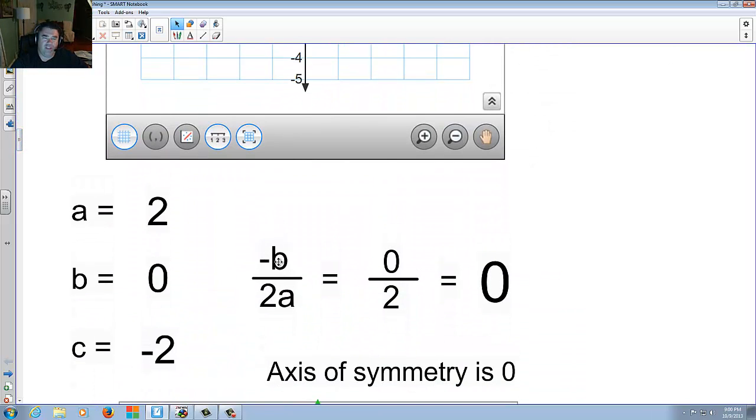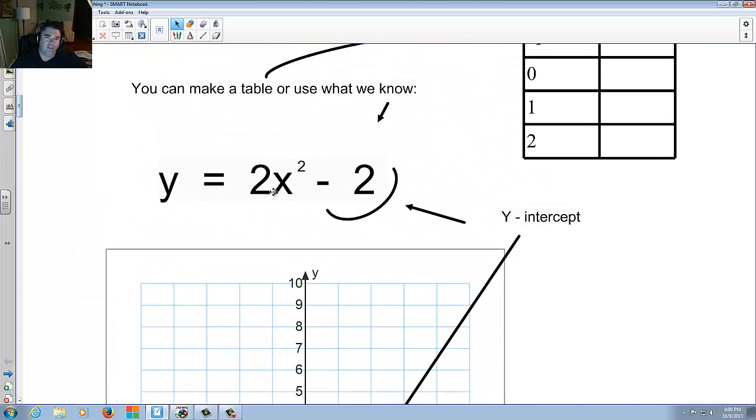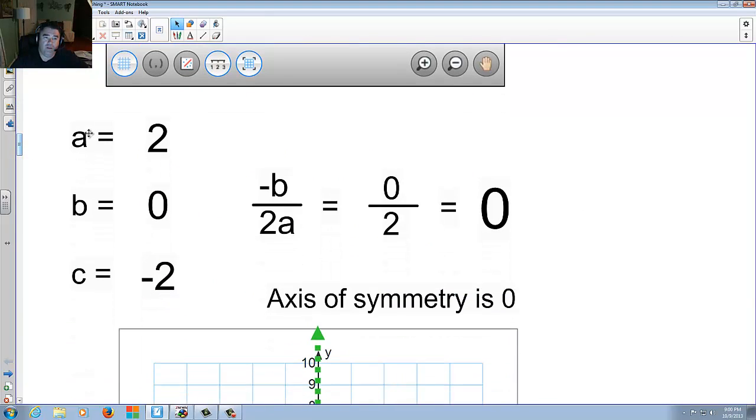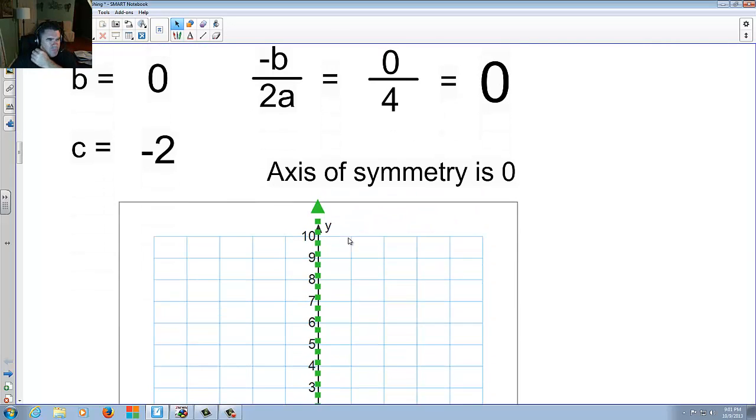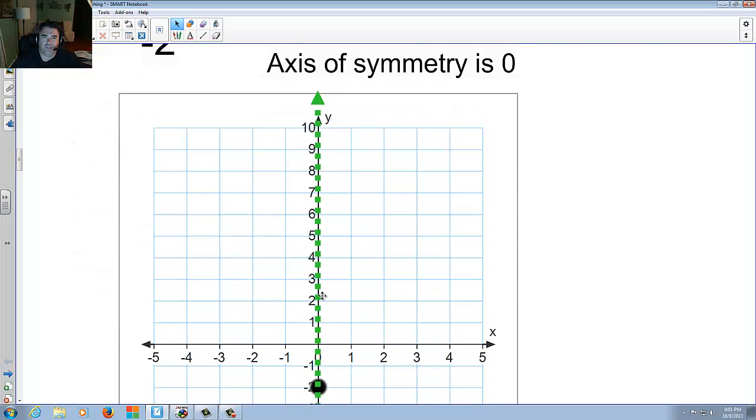Now I can also do -b over 2a. Since it was 2x squared minus 2, the a is 2, the c is -2, and there is no b. So a is 2, b is 0, c is -2. -b over 2a therefore is 0 over 2 times 2. Either way, it's still 0. So my axis of symmetry is 0, so it cuts straight through. That means that's the middle, that's the mirror point right there.